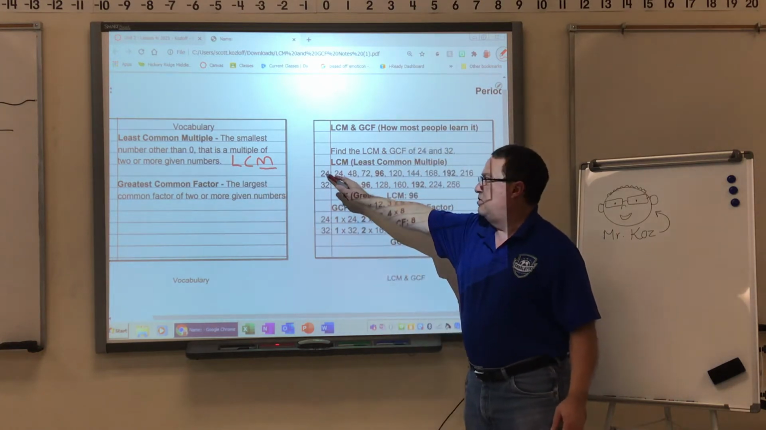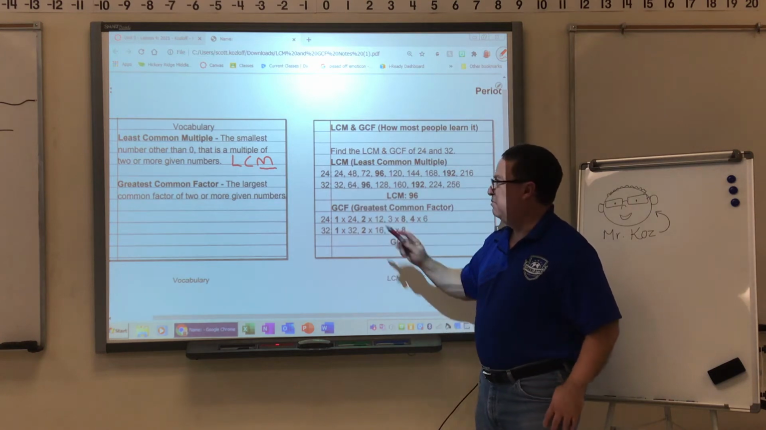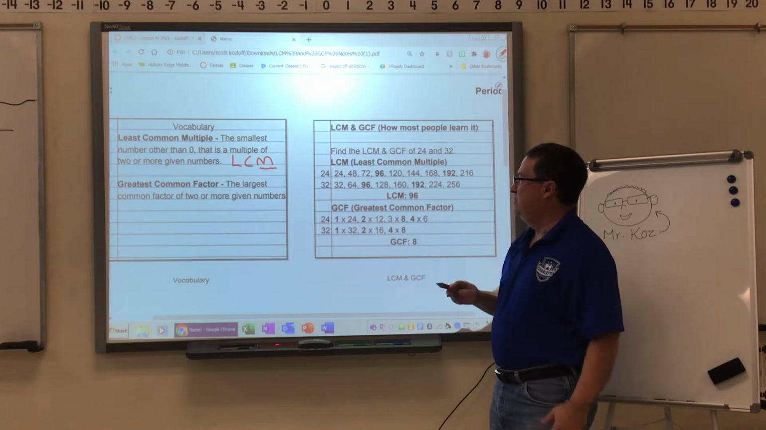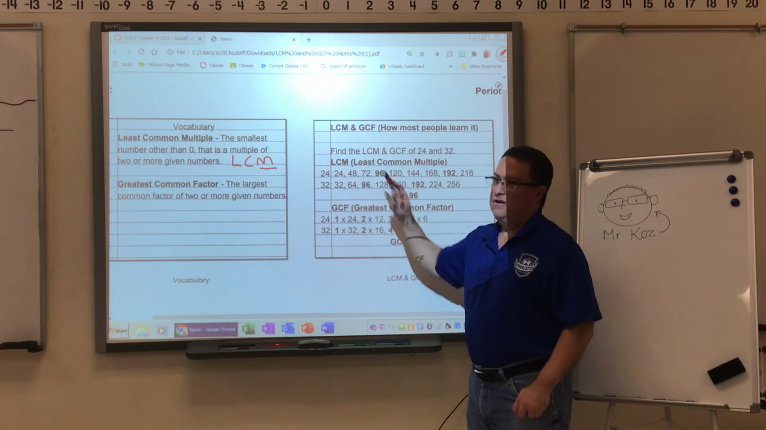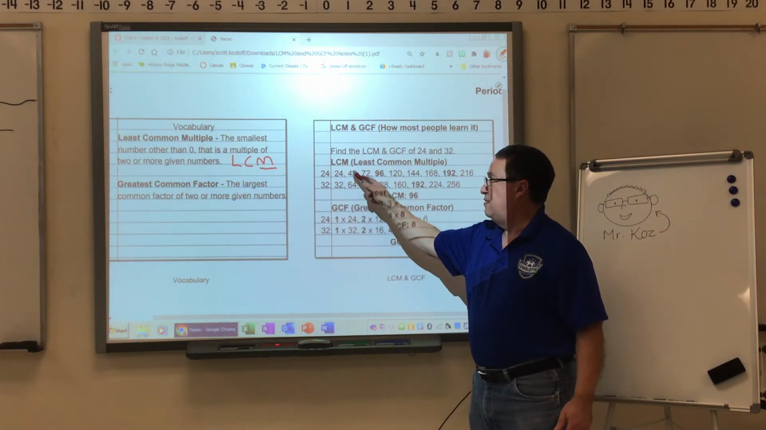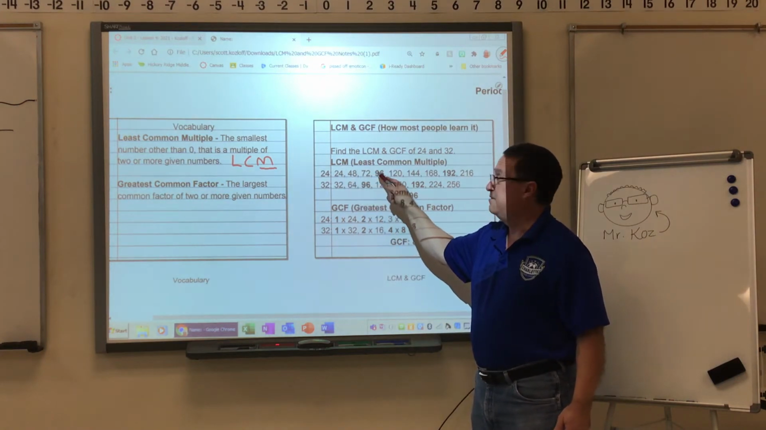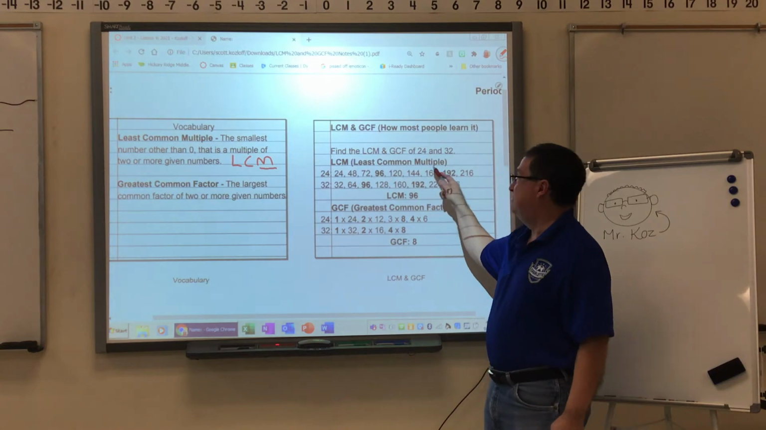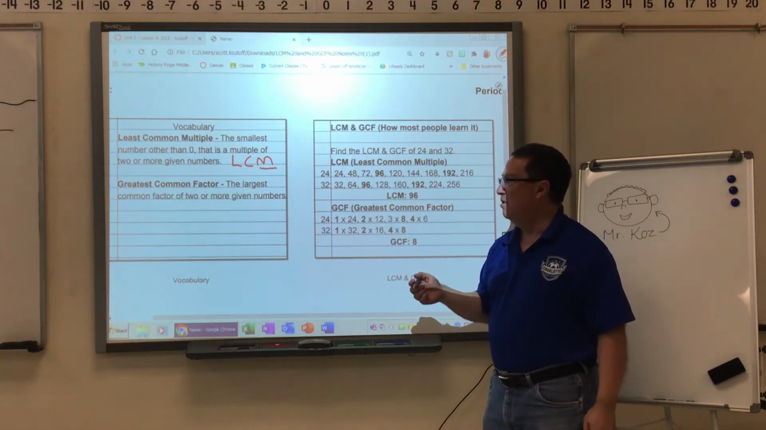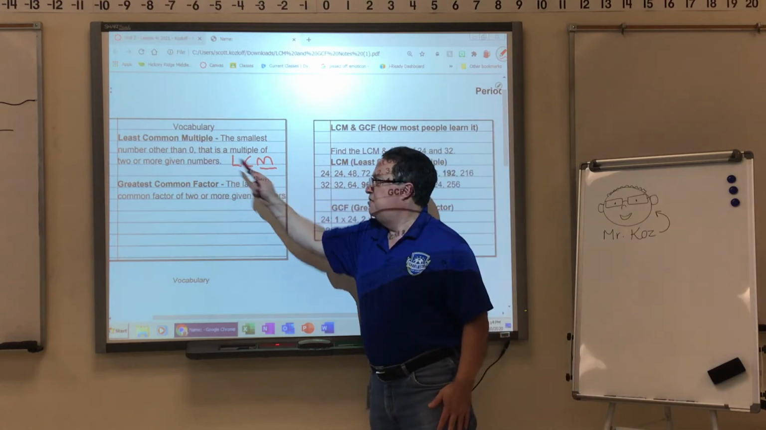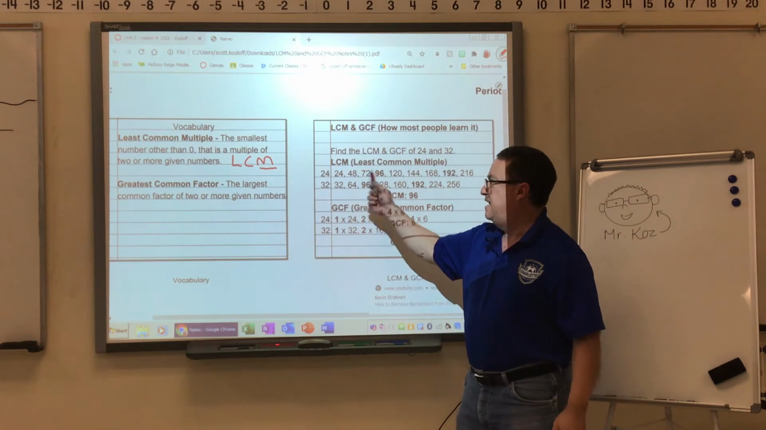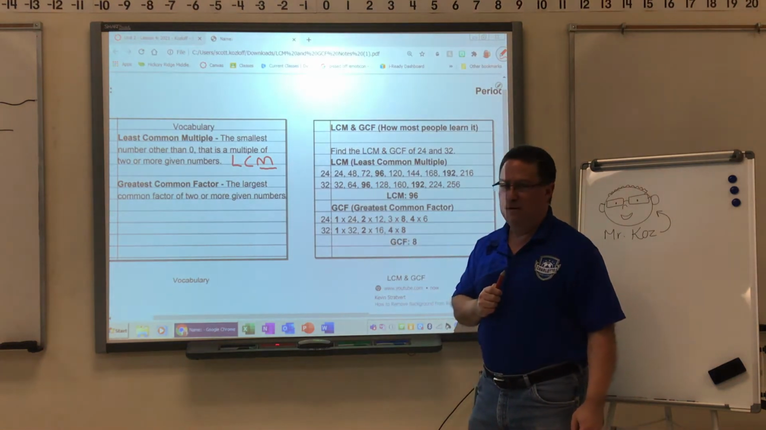So for the number 24, multiples would be 24, 48, 72, 96, 120. Each time you're multiplying in order by number. 24 times 1, 24 times 2, 24 times 3, 24 times 4, times 5, times 6, times 7, etc. Those are multiples of a number. In other words, two numbers multiplied together to get the next version of that number.